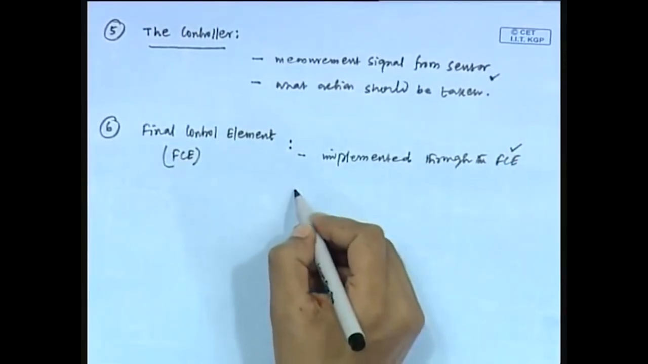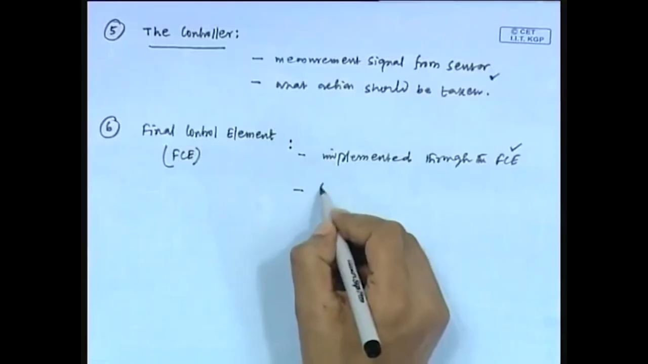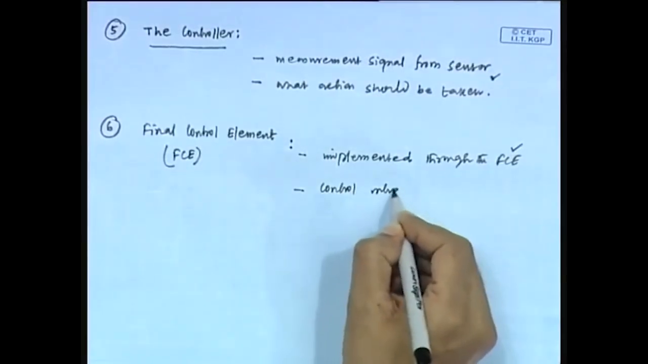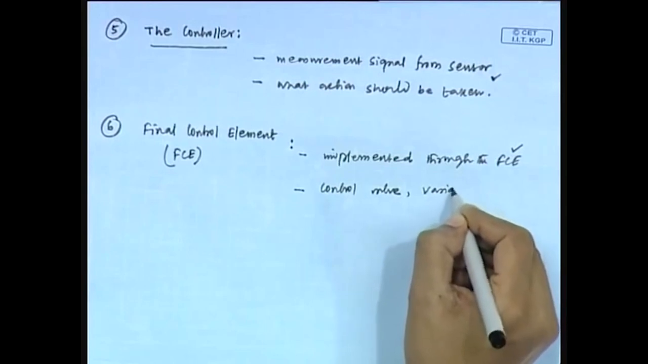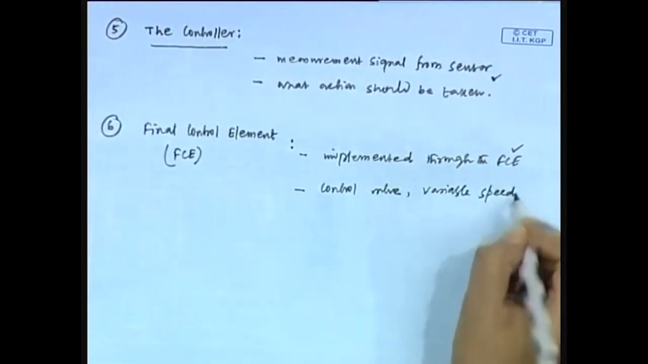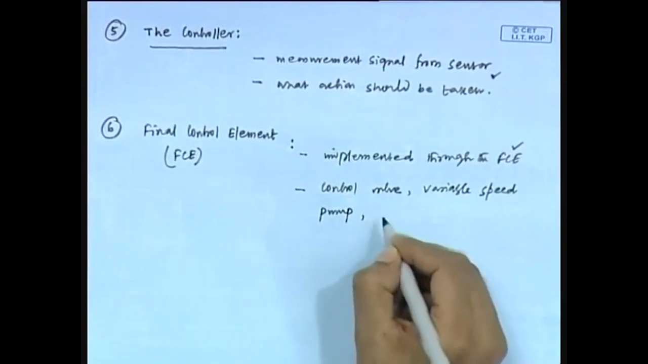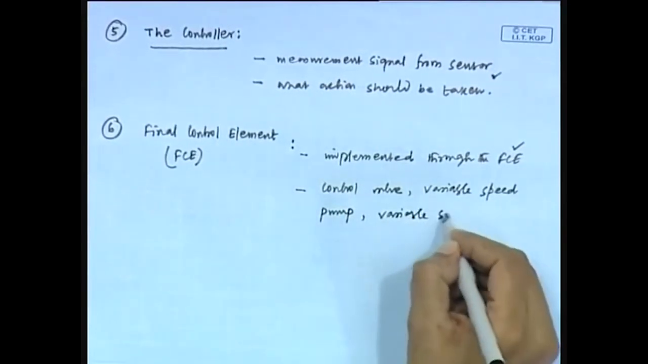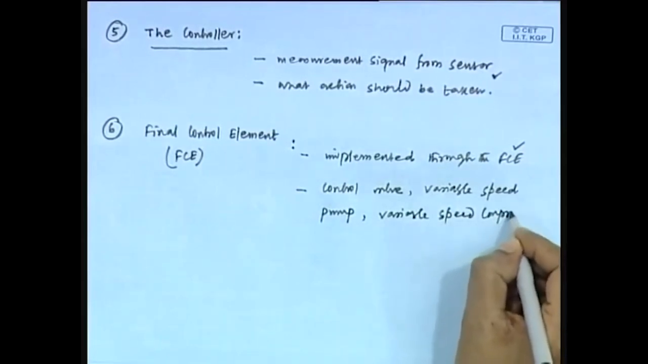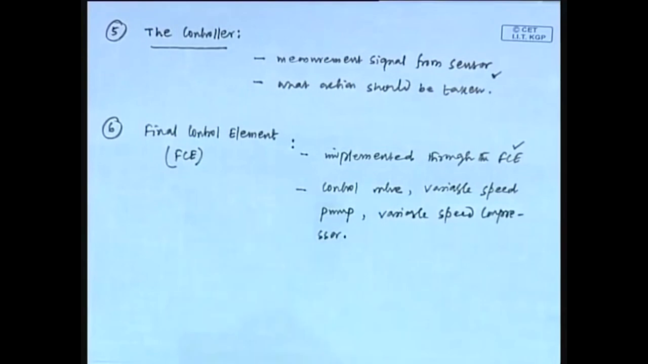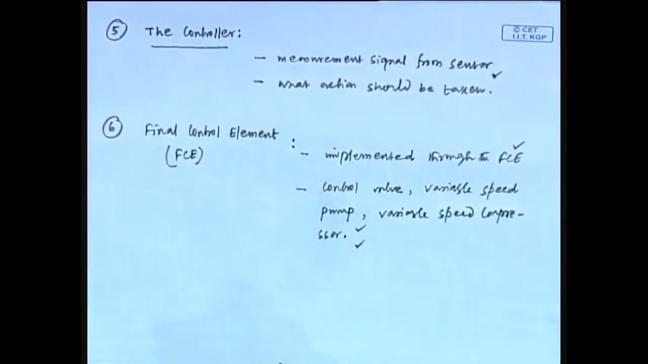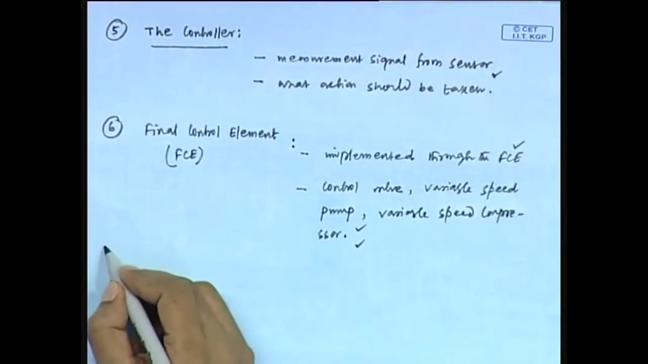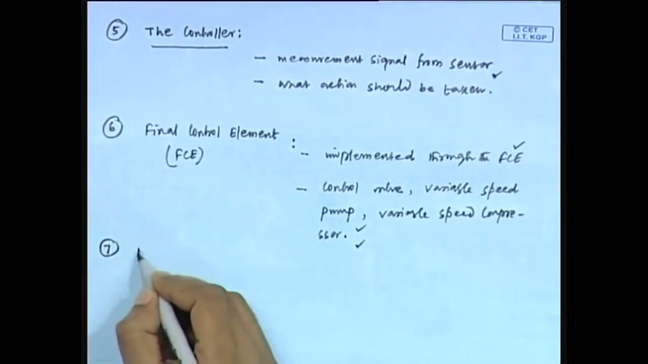Can you give any example of the final control element? Yes. First example is say control valve. Another example is variable speed pump. Variable speed compressor. Why variable speed? If the speed is fixed, then that cannot be changed. That is why variable speed pump and variable speed compressor. Now, next hardware element is the recording device.